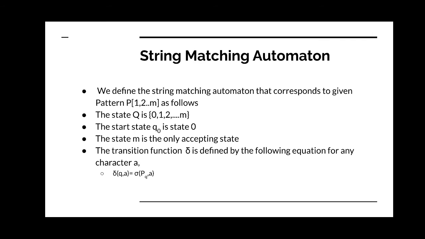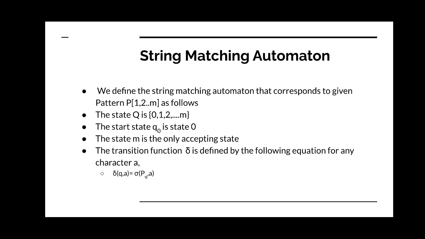We define the string matching automaton that corresponds to a given pattern P[1..m] as follows. The state goes from 0, 1, up to M, that is, we are talking about the length. The length of the pattern is M. So it can be in state 0, or state 1, or state 2, and so on up to M.